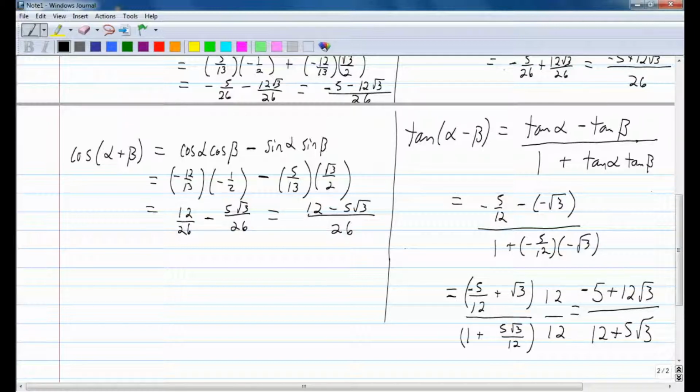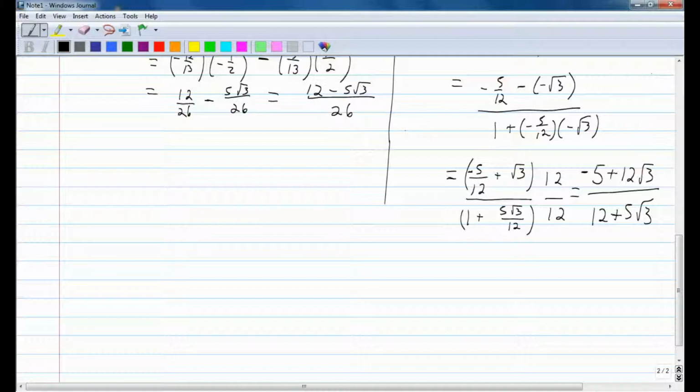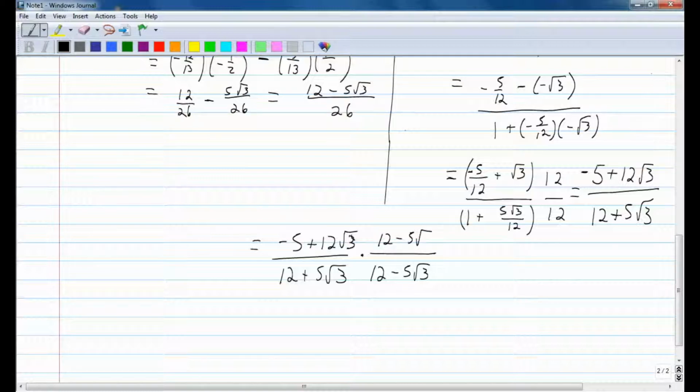So, now that I have this rewritten without any fractions, my next problem with this answer is that we have a radical in the denominator. So what you need to do is multiply the numerator and denominator by the conjugate of the denominator. So same two numbers, change the sign in between them. Now I need to multiply everything out.